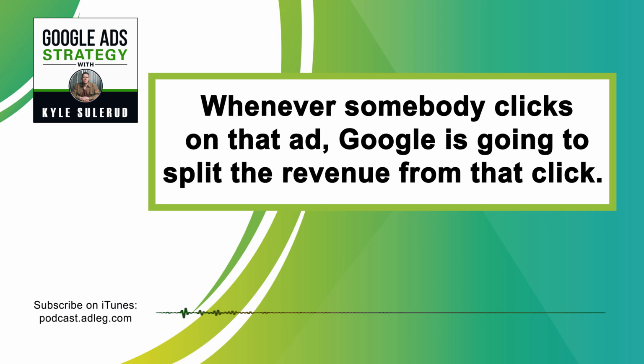How it works then is whenever somebody clicks on that ad, Google is going to split the revenue from that click. Google is going to keep part of it, and the person who actually owns the website, the person who owns the travel blog in this example, takes another part of the revenue. So that's how a blogger or a publisher or a news website is going to make money from this arrangement.